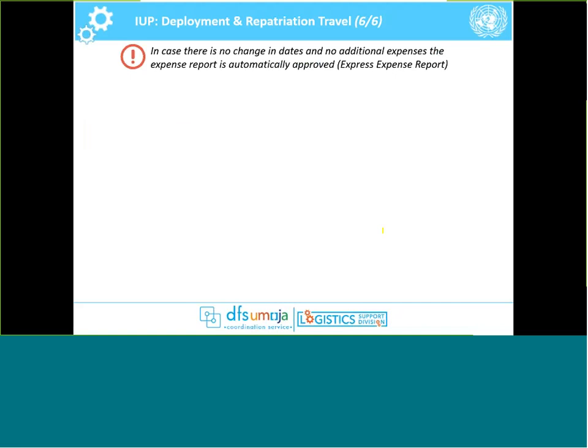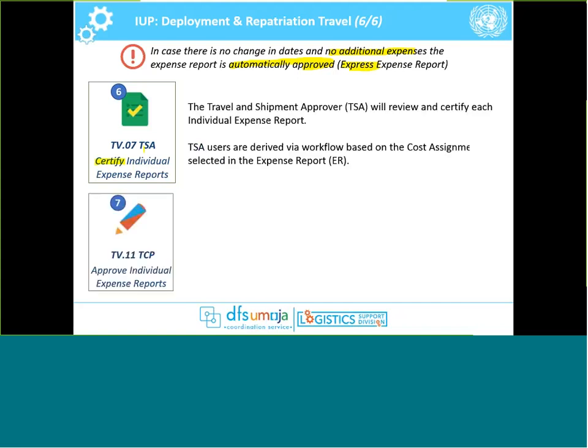And last part, the approval process for the expense report is the same as we have today for international staff. If there are no changes in dates and no additional expenses, the expense report will be automatically approved. It's what we call the express expense report. If there are changes, then the expense report will have to be reviewed by the TSA, by the certifying officer. And the second review and approval will be done by the travel claim processor.